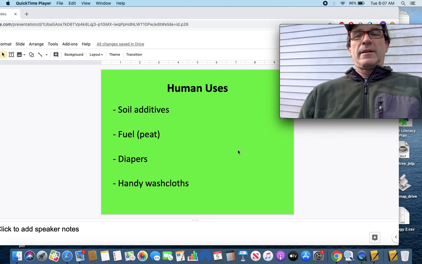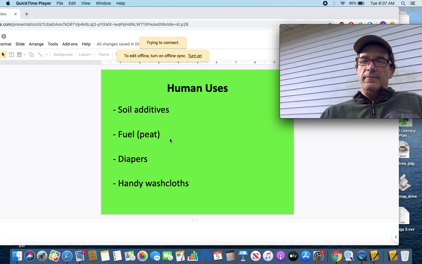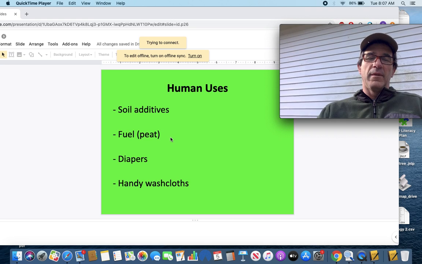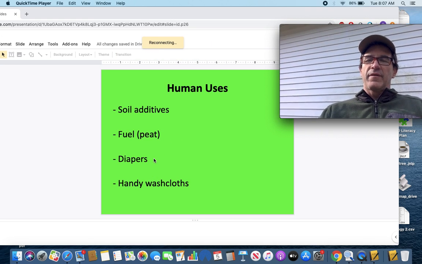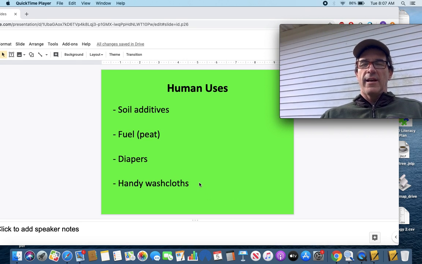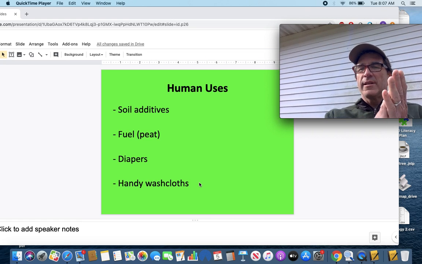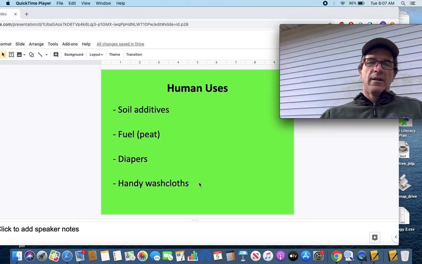Some people in countries, especially Scandinavian countries, will burn it like fuel. They'll burn it like firewood. And we call that peat. Native Americans used it for diapers because it absorbs water so well. And if you're ever in the woods, sphagnum moss will serve as handy washcloths. It's really clean and moist, and you can wash your hands off with it if you got some dirt or something on there.